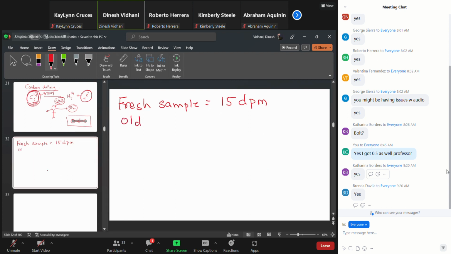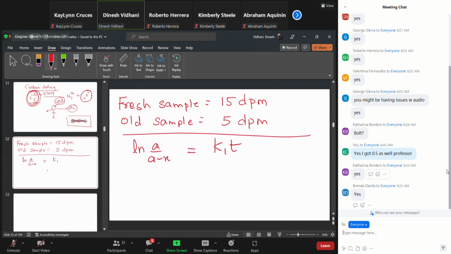Now, if the old sample which I'm getting is giving me, let's put it as, 5 disintegrations per minute. What is the age of the sample? I need to find T. I already have A. I already have A minus X. This one is your A minus X, which is the amount of disintegration happening at that time, which is the remaining amount of carbon-14. This is basically A. So what piece of information is missing?